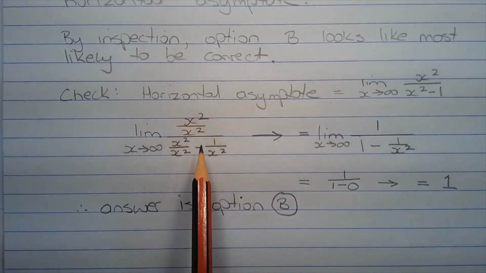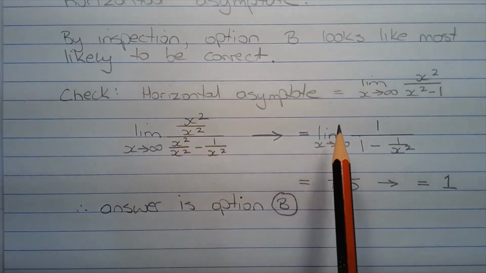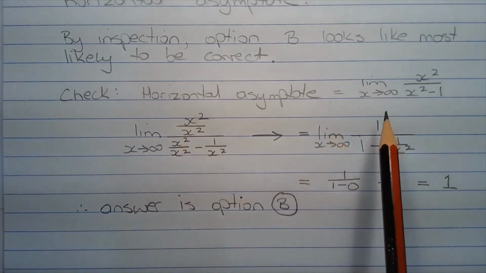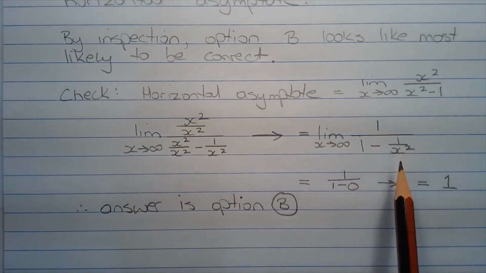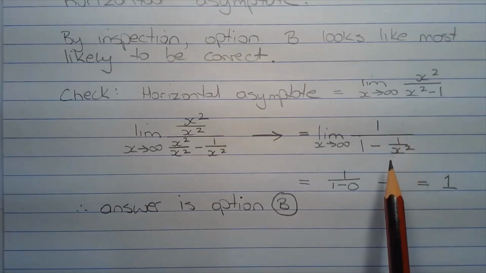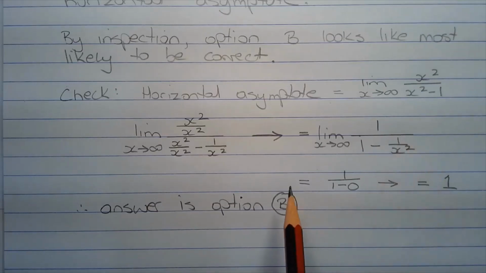Simplifying the numerator and the denominator, that equals the limit as x approaches infinity of 1 over 1 minus 1 over x squared. Applying the limit, 1 over x squared, so 1 over infinity squared, is equal to 0. So that equals 1 over 1 minus 0, which equals 1. Therefore, the answer is option B.